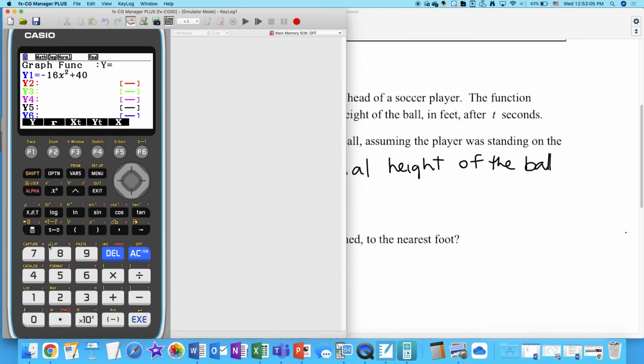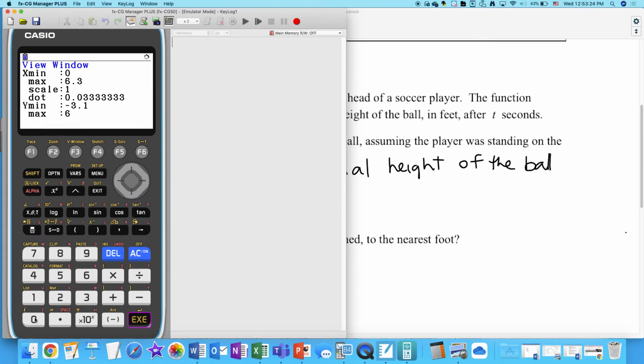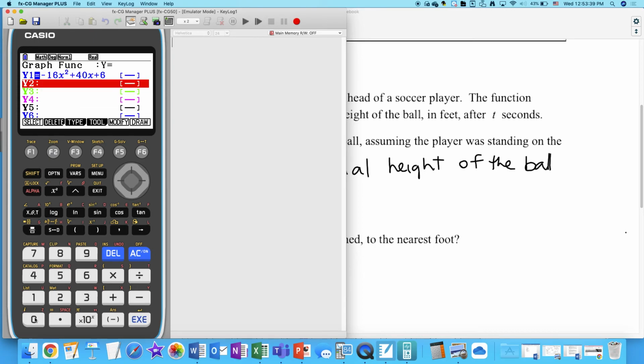And I have to change the window settings here as well. So I'm going to go to window, and I'll make them exactly the same. So 0, 8, I think I said. And then y min was 0, and the y max was 50. Okay. And then I'm going to hit draw again. There we go, that's better. Because I want to remind you guys how you can find these various things on each calculator.